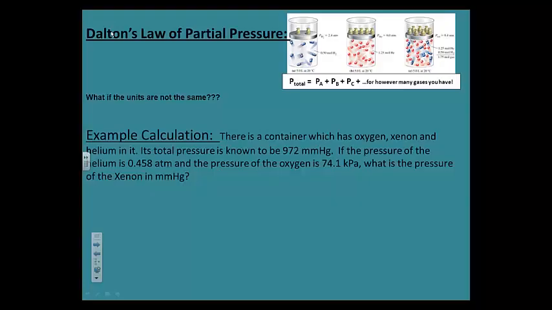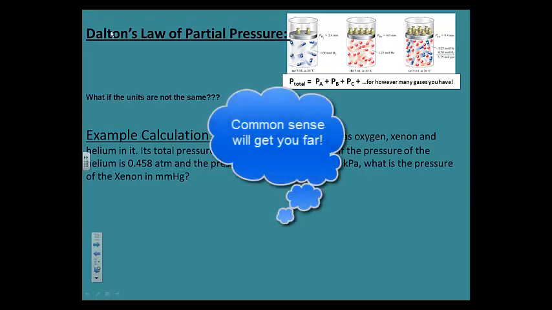All right, we're nearing the end of our work with the gas laws. Just got a couple more to cover here. We're going to look at Dalton's law of partial pressure first. The thing to keep in mind here is just using common sense. Dalton's law of partial pressure simply says this.